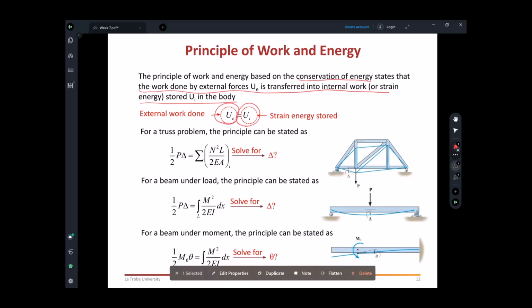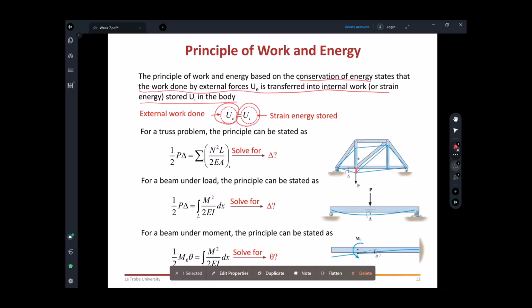We have taken two separate quantities. Now we are saying that if you are doing this conservation of energy business, external work done should equal internal work done. So that's all good. In that case, if I have a truss system and someone tells me, "Hey Vipul, can you please find me this delta displacement?"